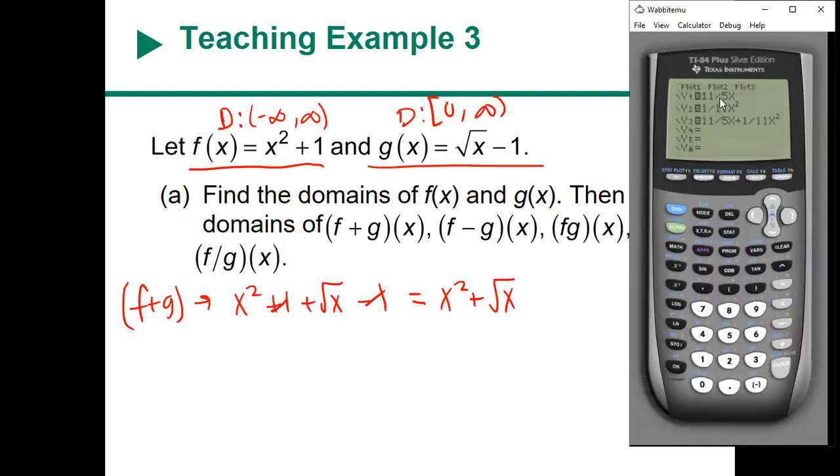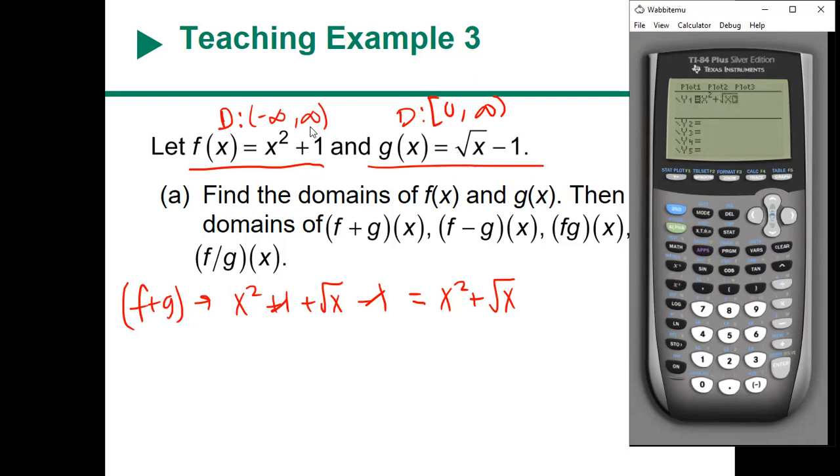So let's go back to what we did here. Remember how we had this function and that function, and we added them together? They just created a new function, right? Same thing here. When we add these two together, they're creating a new function, and that function looks like this. We have x squared plus the square root of x.